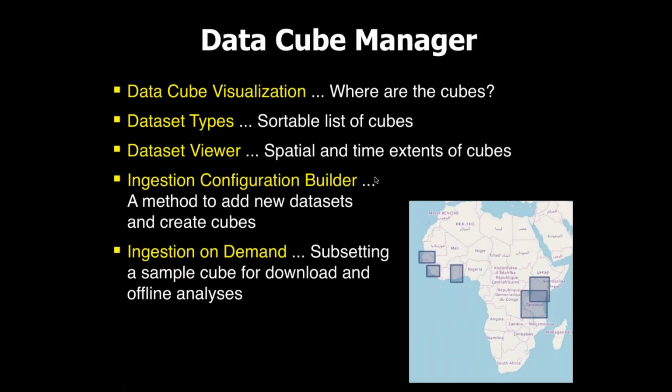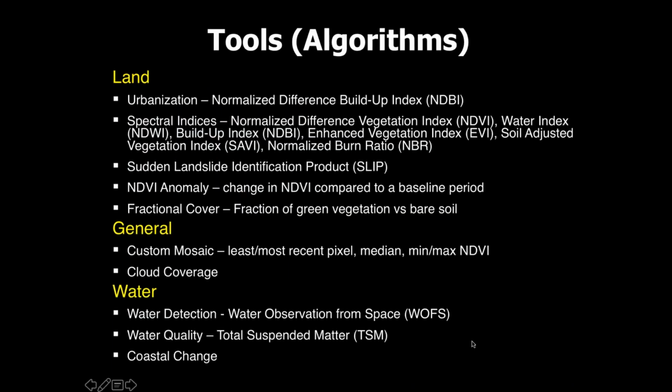So when you get there, you're going to see something that'll show us where the data cubes are. I'm going to show you that in a moment. It's going to show you a list of the cubes and the spatial time extent, and allow you to do other more complicated things like ingestion on demand and subsetting the cube. Chances are you won't do much of that. Chances are you're going to be focused on these things, which I'm going to call tools and algorithms. Remember, we were talking about urbanization. There is a built-in urbanization algorithm, the build-up index NDBI.